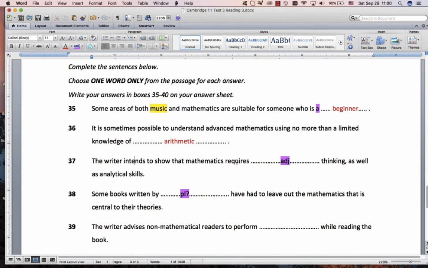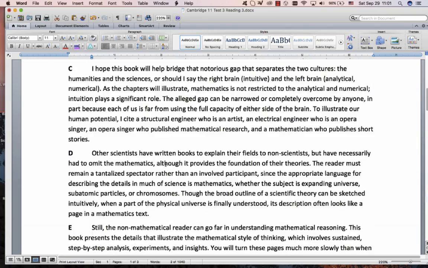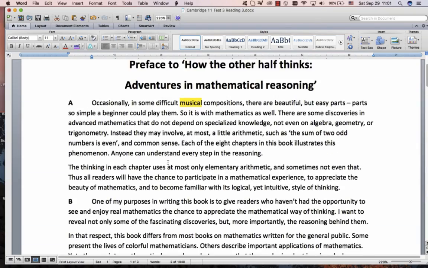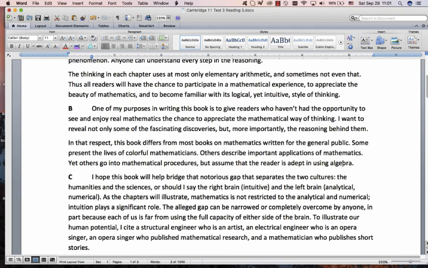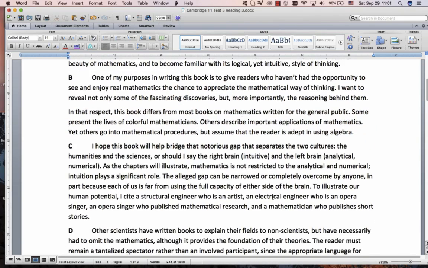Right, next, the writer intends to show that mathematics requires something thinking as well as analytical skills. Okay, so that's what we would be scanning for. Remember, we're looking for an adjective. That's why it's important to write ADJ there, just to remind you. Analytical skills. And then we need to start scanning. Strangely enough, they've actually skipped the whole paragraph just to try and trick you, and there is the word analytical.